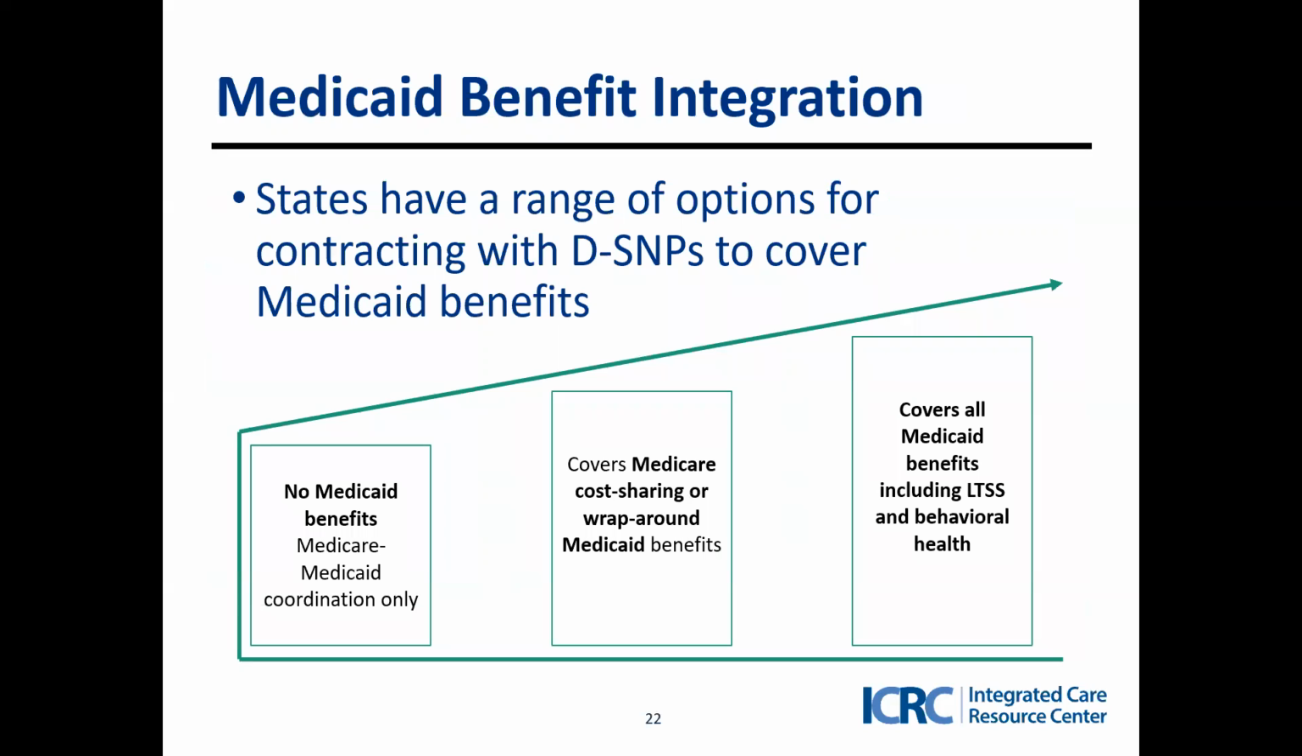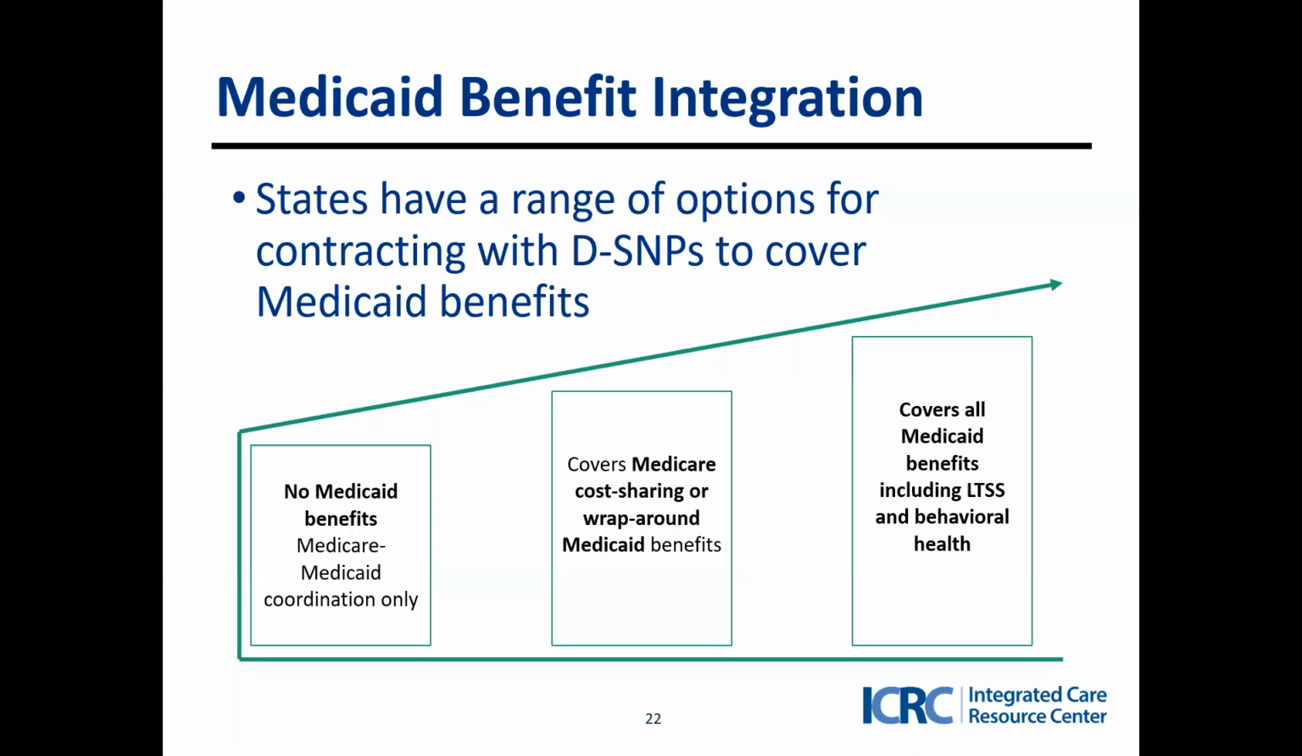All right, so we've talked a little bit about what D-SNPs are, how they differ from standard Medicare Advantage plans, and how they use a model of care to better meet the needs of dually eligible individuals. Now let's touch on how states can leverage their SMACs with D-SNPs to enhance coordination of Medicare and Medicaid benefits for dually eligible individuals. So states have a range of options in their contracts with D-SNPs to define coverage and coordination of Medicaid benefits.